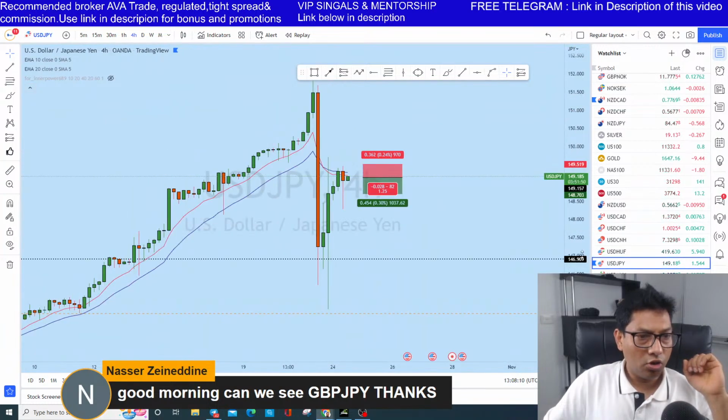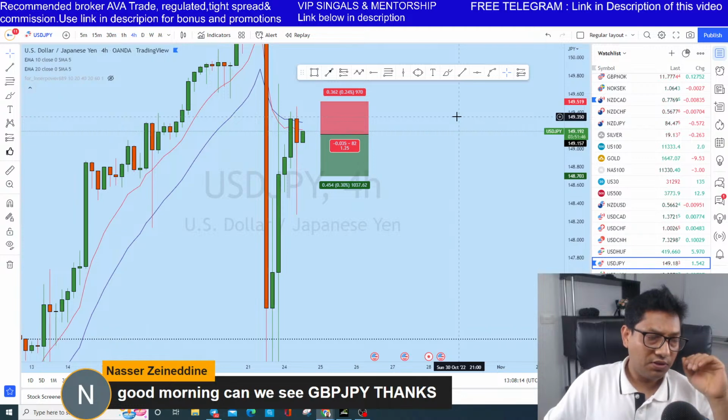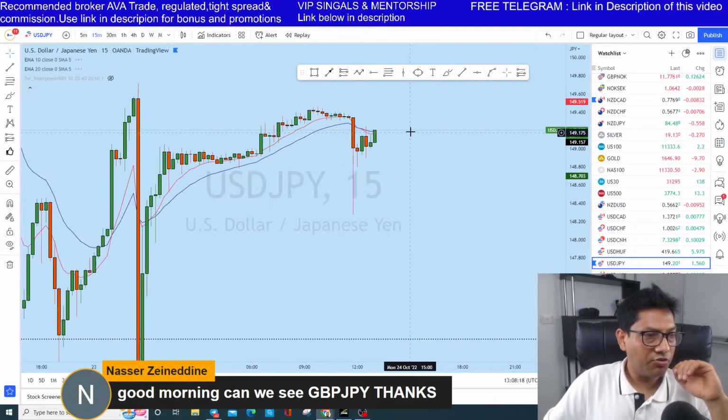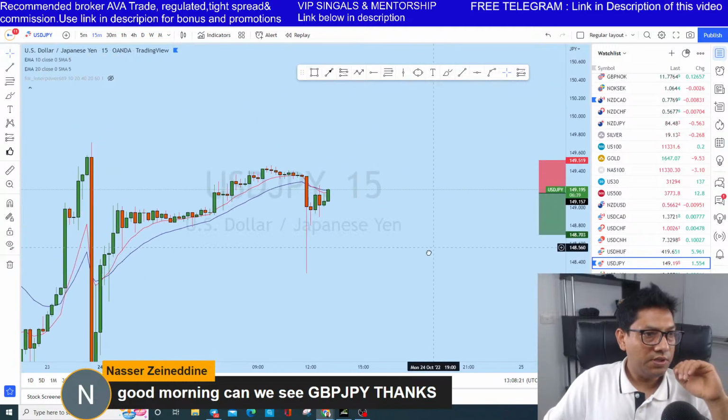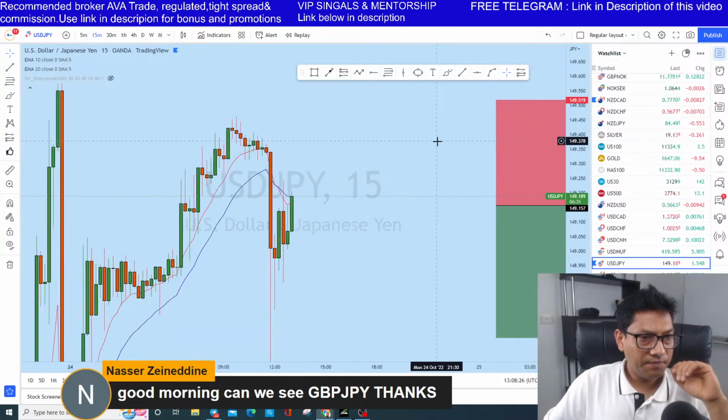Dollar yen, you see the dollar getting maybe a little bit stronger, but for me it is still bearish. I could be wrong, as I told you, anything can happen in trading. We may see some movement to the upside with the upcoming news.